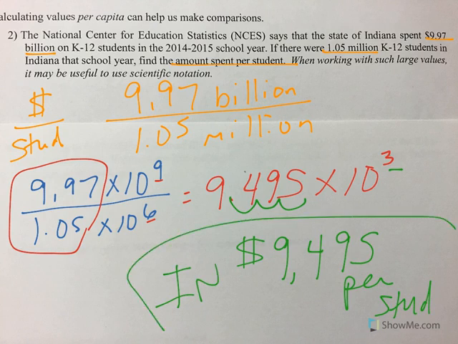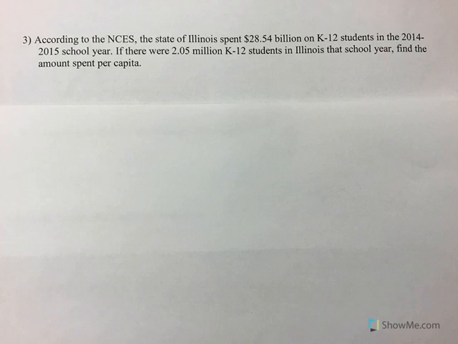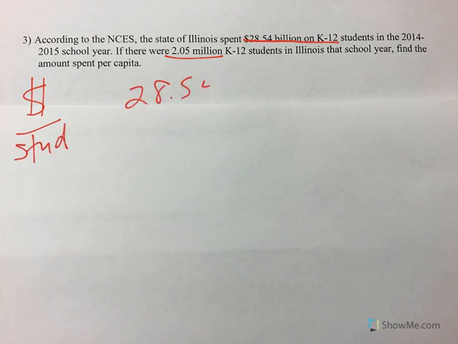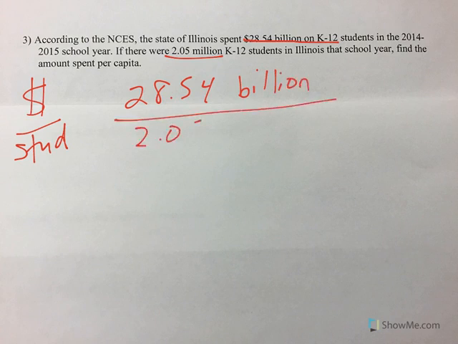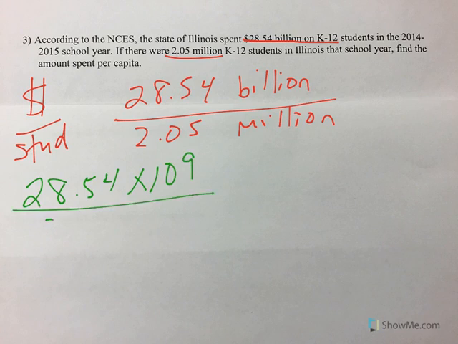I want to specify Indiana because the next one is Illinois. Same basic problem. If they spend 28.54 billion and they have 2.05 million, what do they spend per student? Well, 28.54 billion over 2.05 million. Again, billion and million are not the same, obviously. You're a whole letter off. So billion is 9, million is 6.